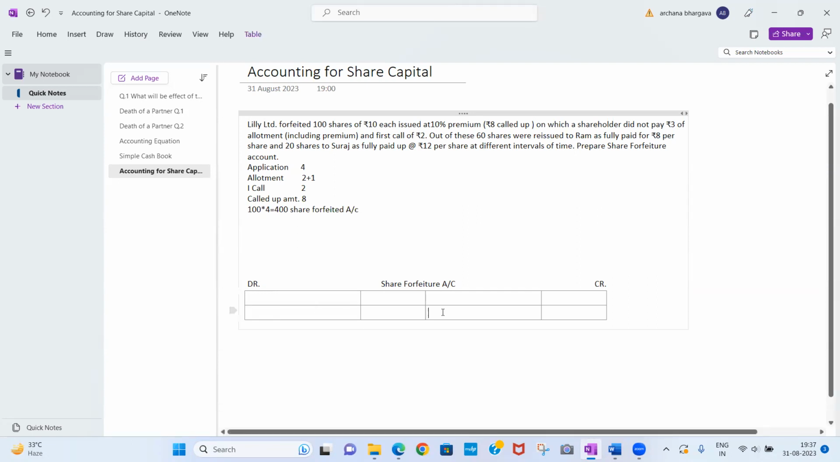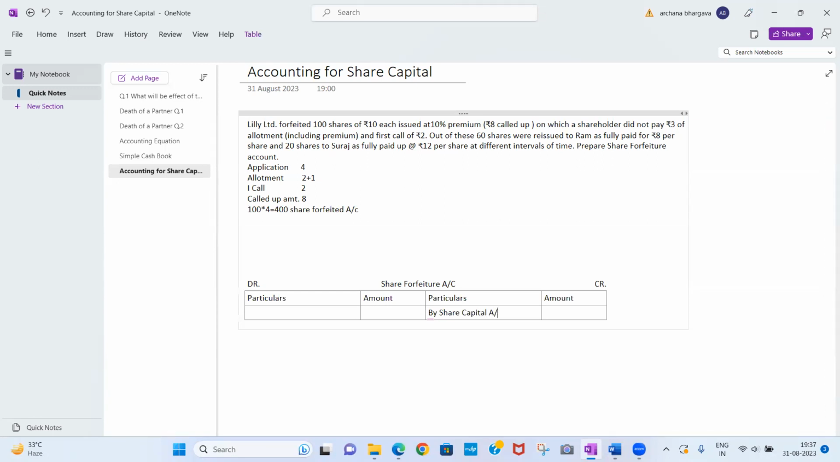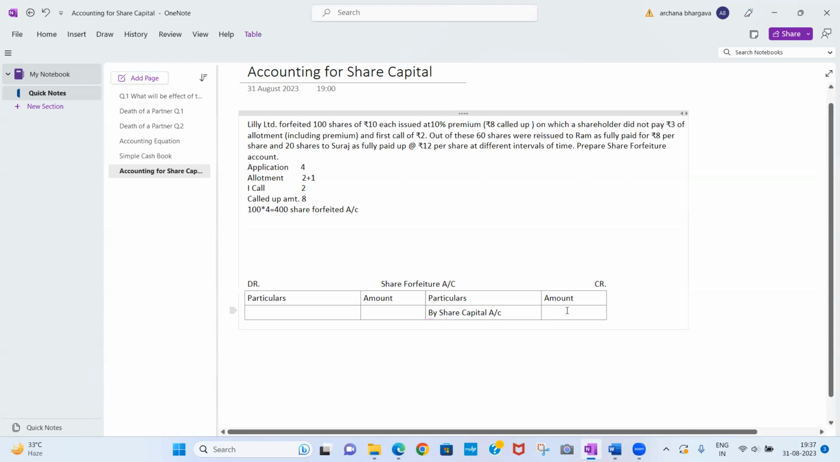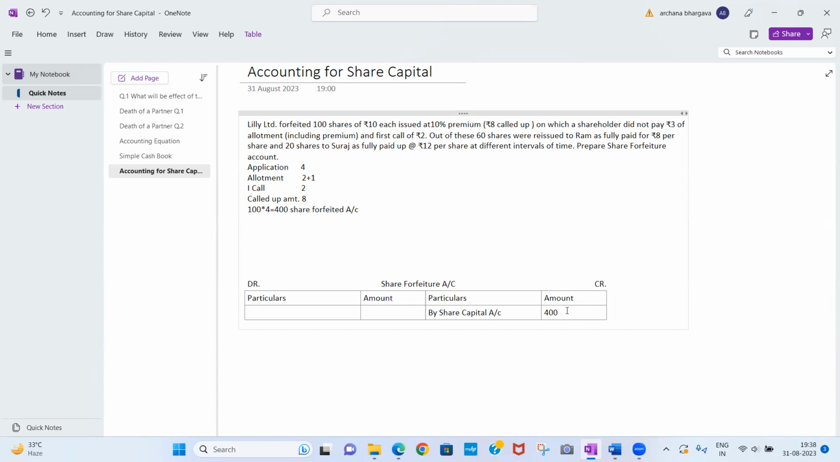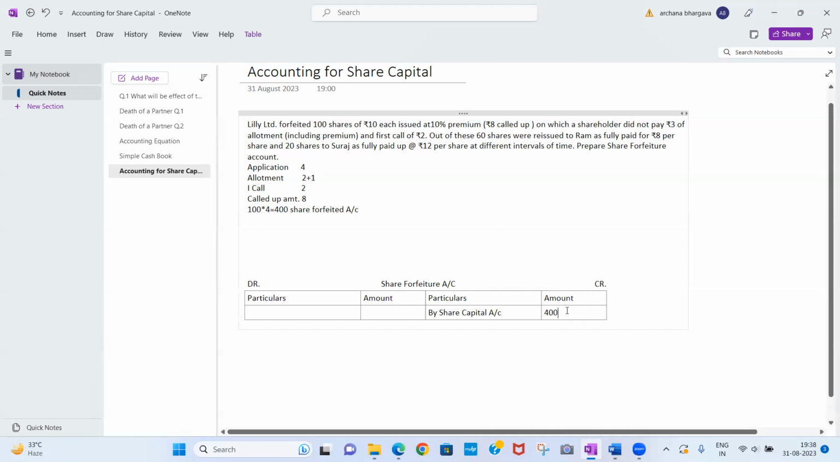So we get the first entry done, a posting done into our ledger, that is by share capital account. How much amount is transferred, credited to share forfeiture account? That is rupees 400. How did this figure come? 100 shares, only 4 rupees is paid of application because allotment is not paid. So only 4 rupees paid. So total 400 rupees credited to which account? Share forfeiture account. Done.